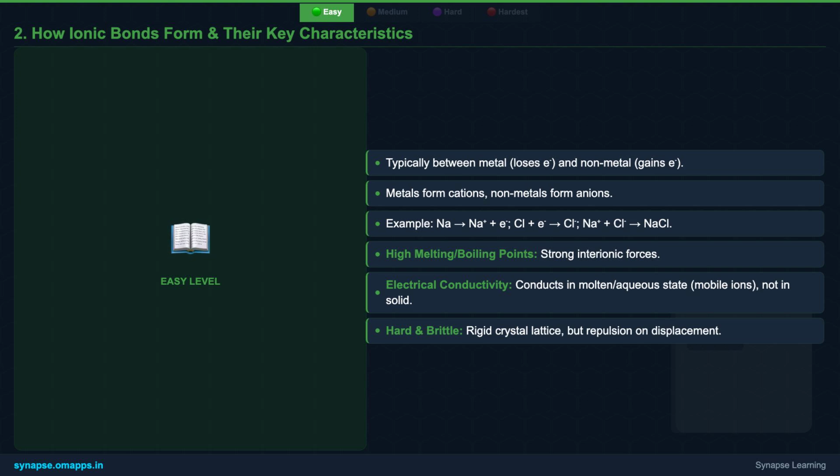Take sodium chloride, or common table salt, as a prime example. Sodium, a metal, loses one electron to become Na+, while chlorine, a nonmetal, gains that electron to become Cl-. These oppositely charged ions then attract strongly, forming the ionic compound NaCl. This strong attraction is why ionic compounds have certain distinct properties.